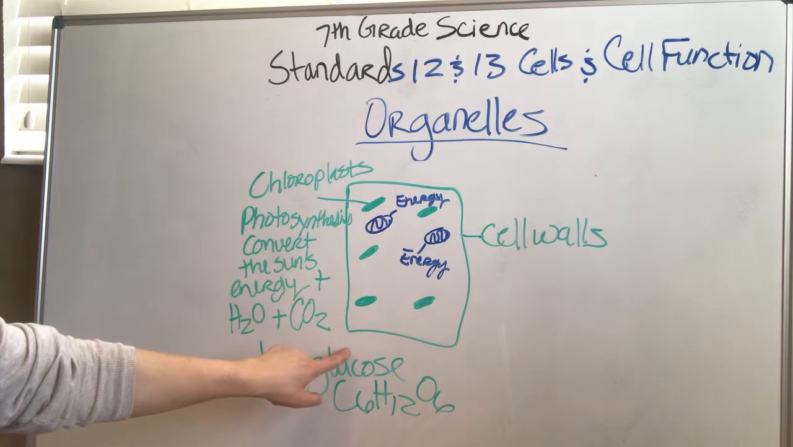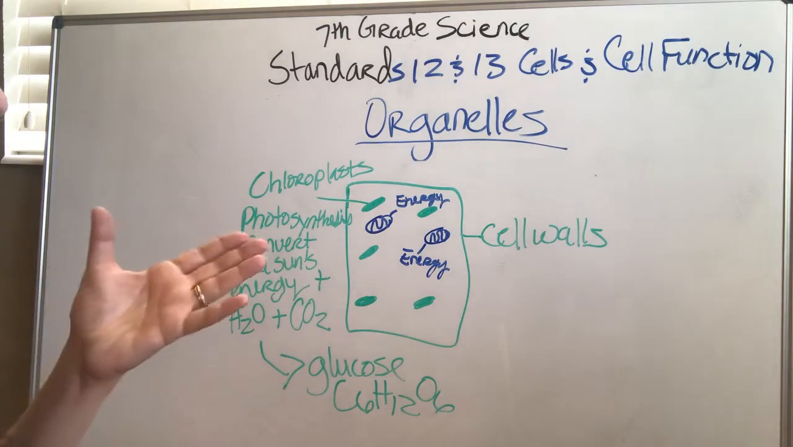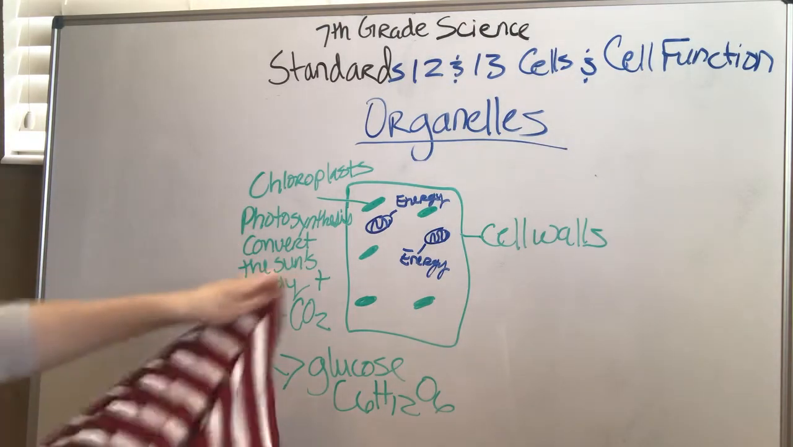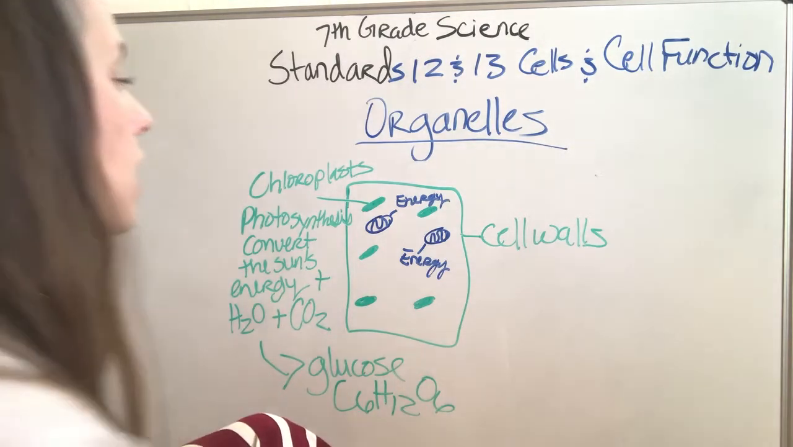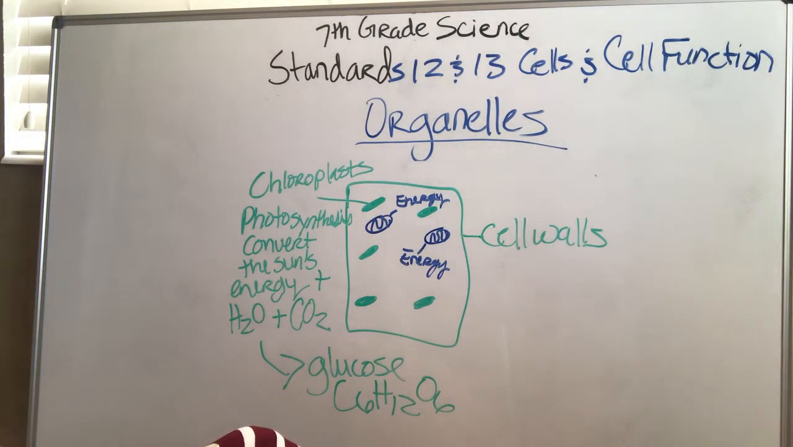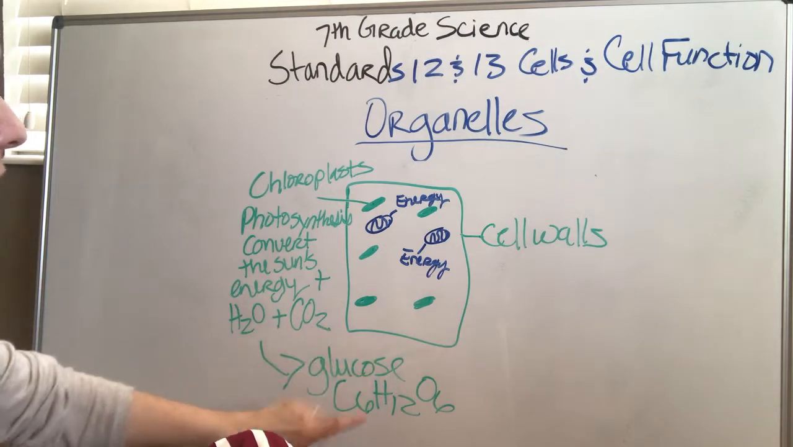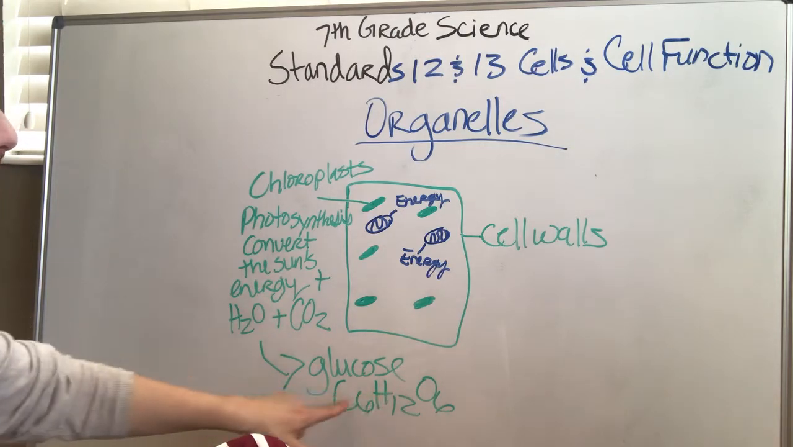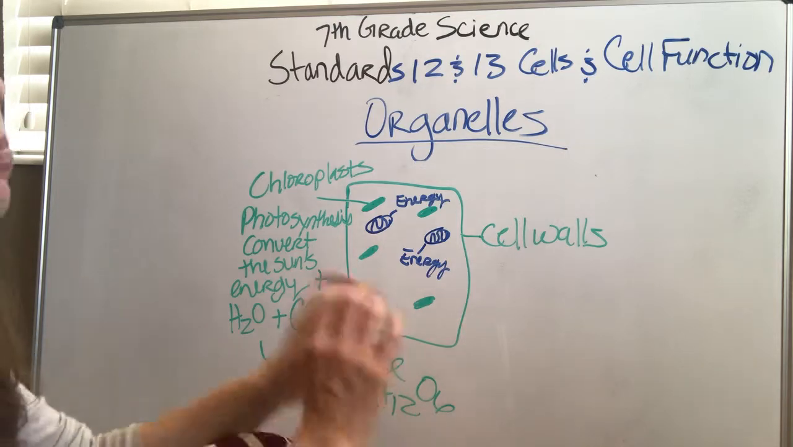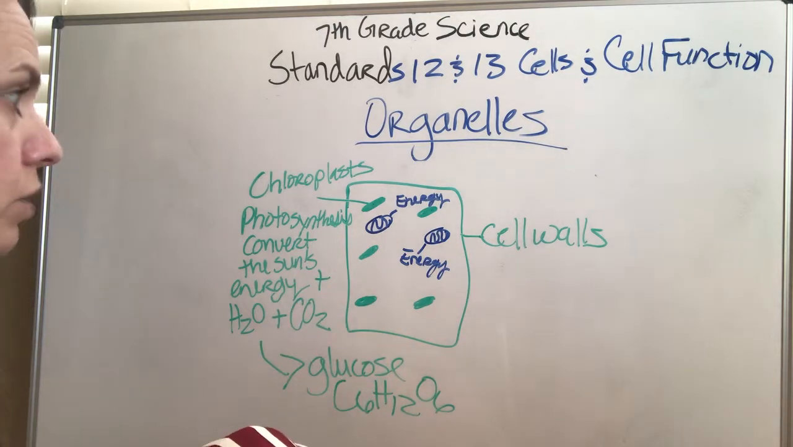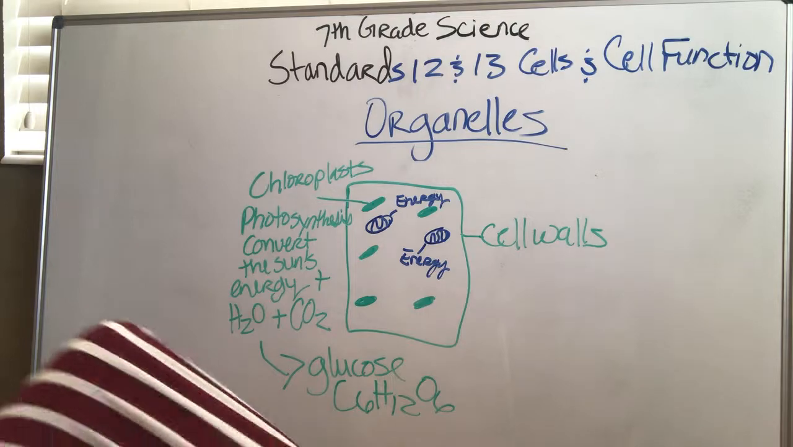When your body eats those things, like a Pop-Tart or a sandwich with the bread, it breaks down all of those nutrients, and eventually when it gets to the cell, this is what's left, the C6H12O6, which is broken down in the mitochondria.